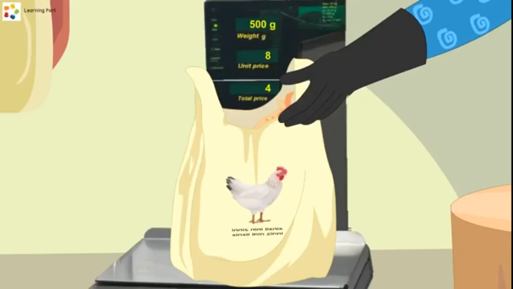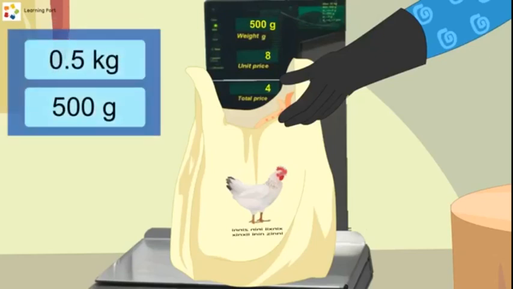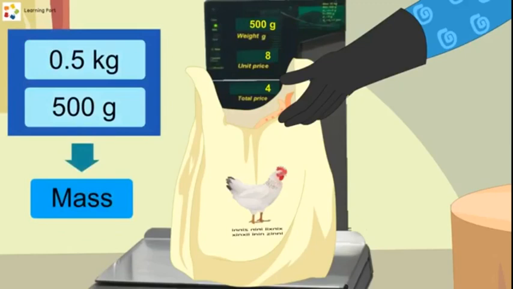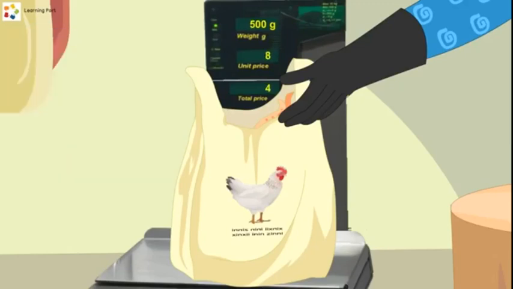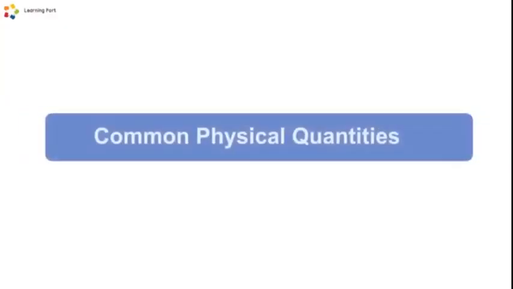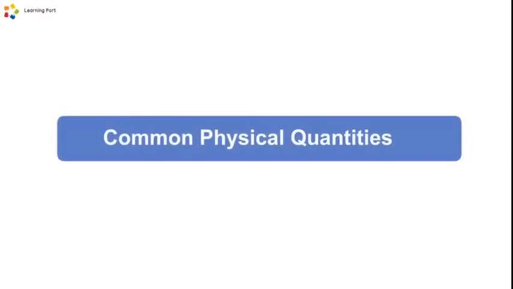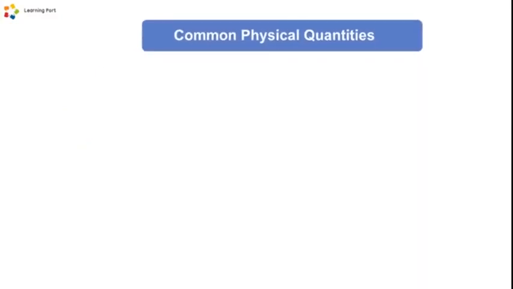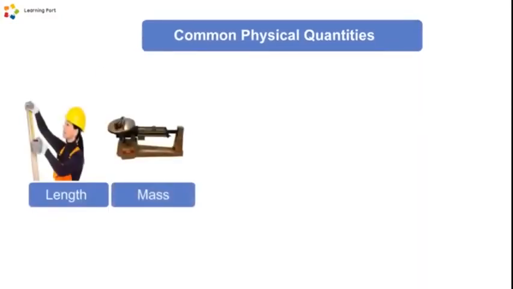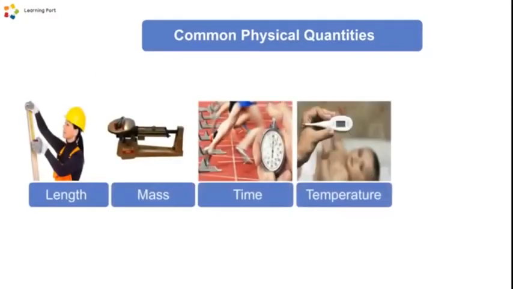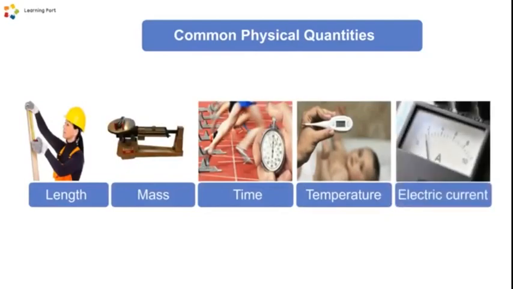What do you think? Kilograms and grams are units used to measure mass, which is a physical quantity. A quantity that can be measured is a physical quantity. The common physical quantities are length, mass, time, temperature, and electric current.